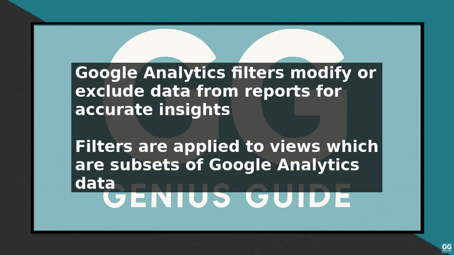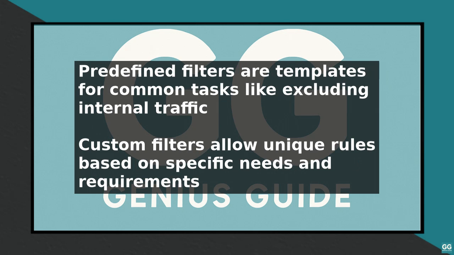Google Analytics filters are used to modify or exclude data from your reports, allowing you to focus on specific information and gain more accurate insights. They can be applied to views, which are subsets of your Google Analytics data. There are two main types of filters: predefined and custom.